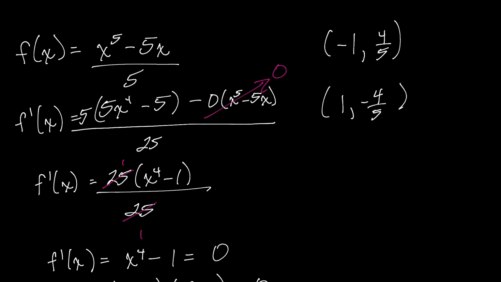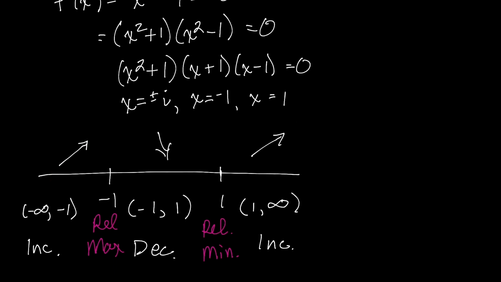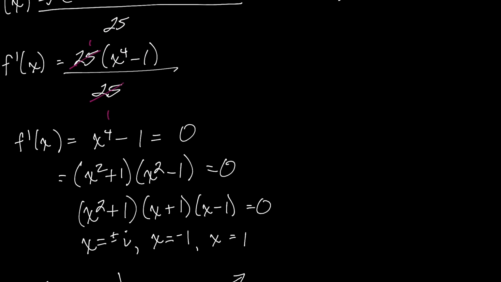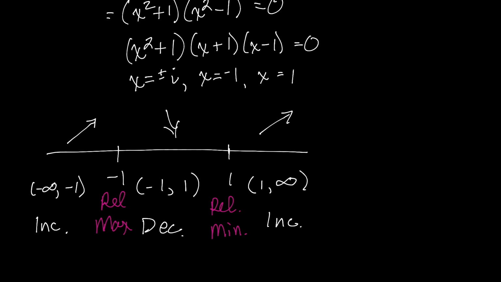What we could have done is naturally typed this into a graphing calculator to get these values, and also to find out that we were increasing in this interval, decreasing in this interval, and increasing in this interval, and that this was a relative maximum and this was a relative minimum. But we're able to do that analytically by using our first derivative test. So there you have it, first derivative test.